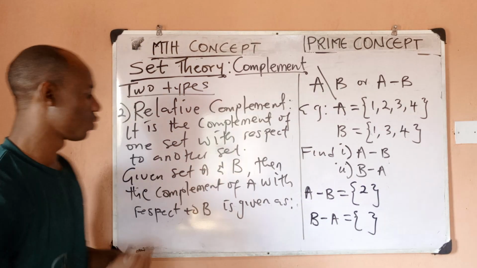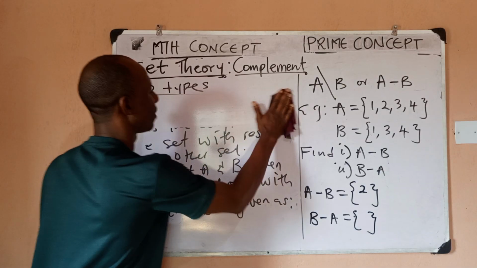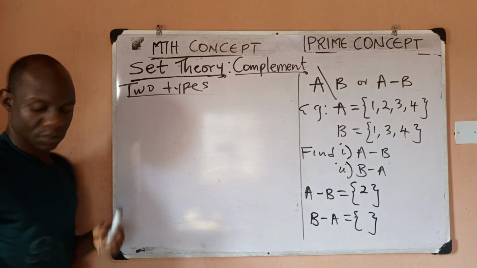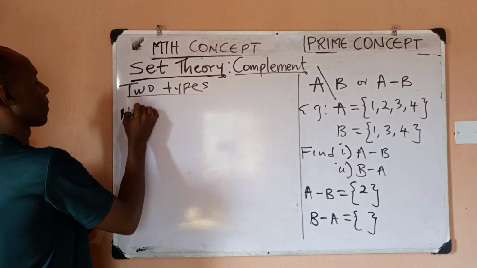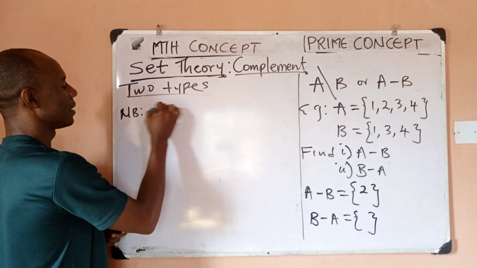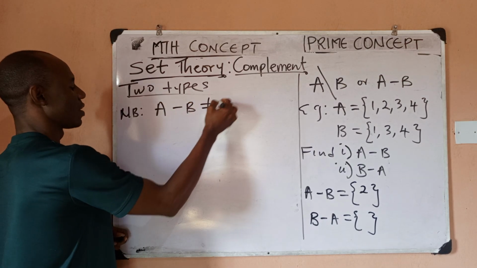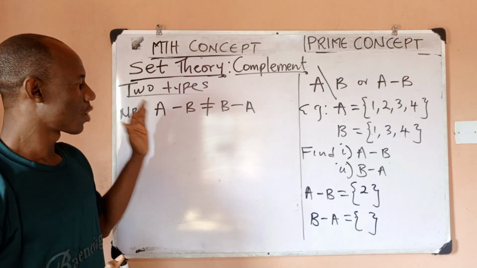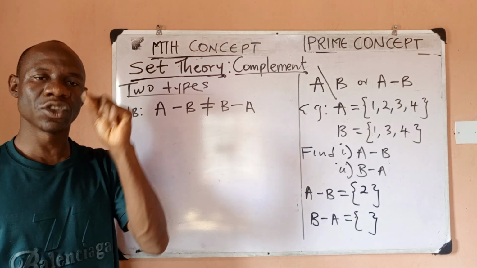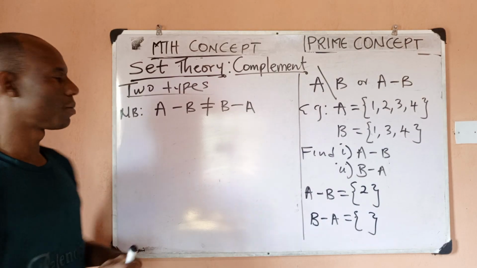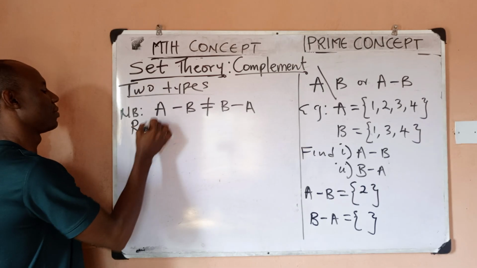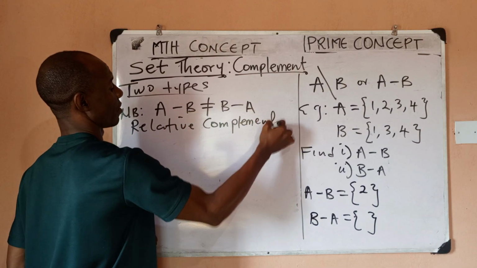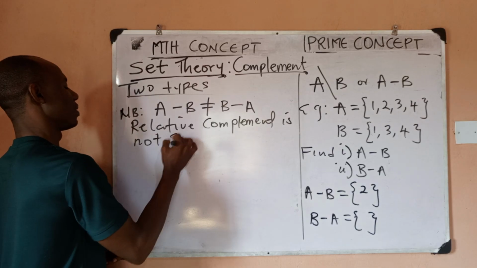This quickly brings us to a point to note about relative complement. The thing I want you to note is that A difference B is not equal to B difference A. So this actually means that relative complement is not symmetric.